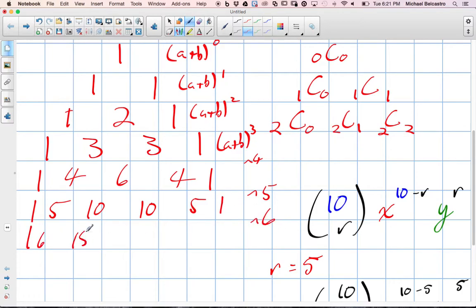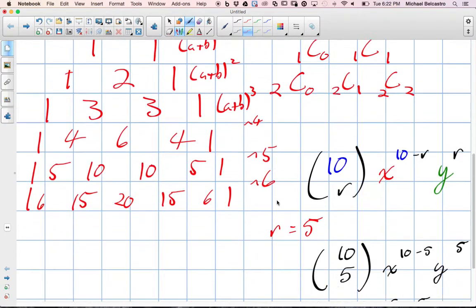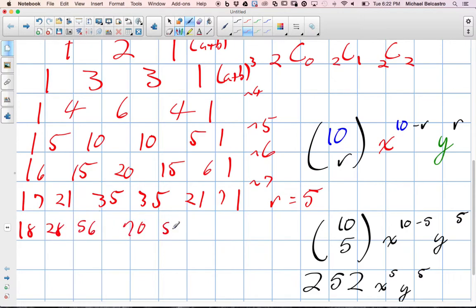1, 6, 15, 20, 15, 6, 1. We're only at 6, and we technically need to go to 10, right? And that's why this general formula is so much easier. 1, 7, 21, 35. I'm just adding very quickly in my head. 35, 21, 7, 1. Then I would have 1, 8, 28, 56, 70, 56. And it's a pattern, right? Once I go up, 56, 28, 8, and 1. And that would be to the power of 8. I still have to go 2 more.